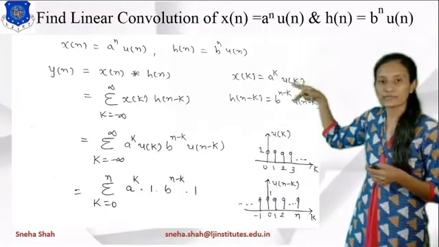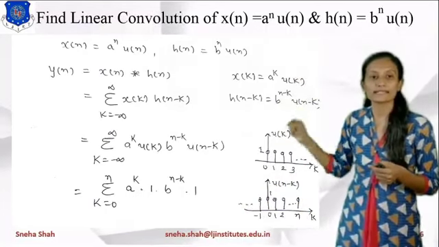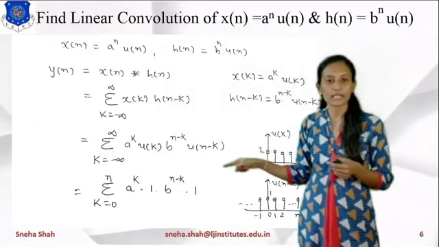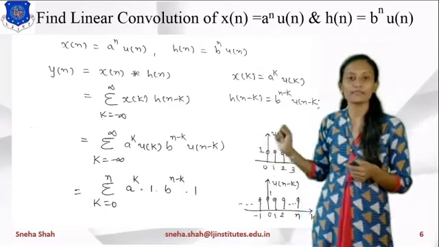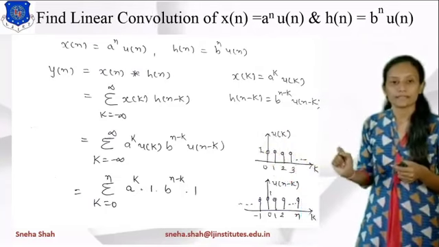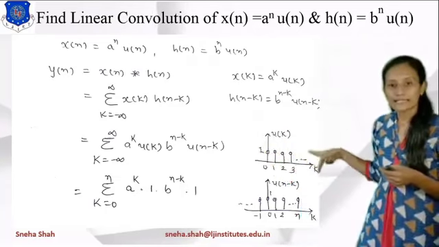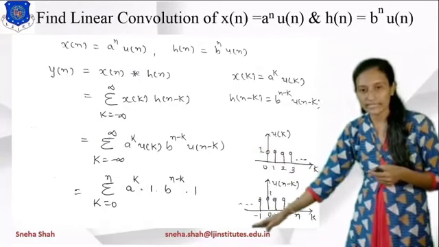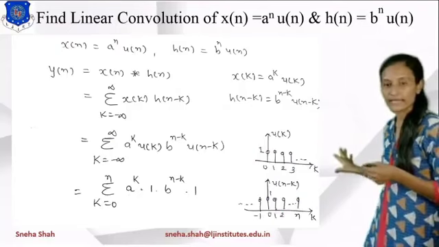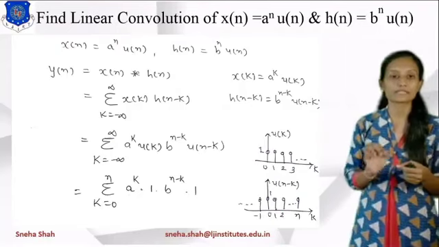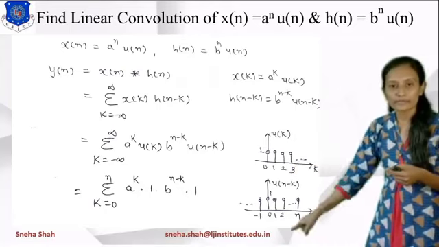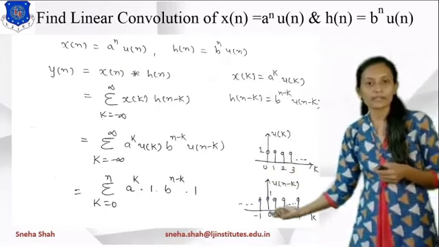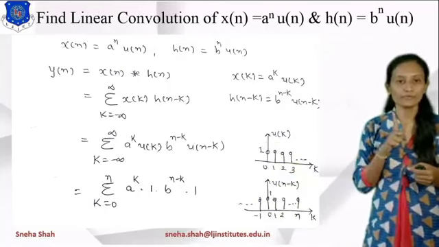Now if we put these two values in this equation, the next step will be summation k equals minus infinity to infinity, a raised to k, u of k, b raised to n minus k, u of n minus k. Now you can see that if we multiply these two terms, 0 into any term will become 0 and any term into 0 will become 0. These two terms will only overlap in the range between 0 to n. So only from 0 to n do both have the value equal to 1.